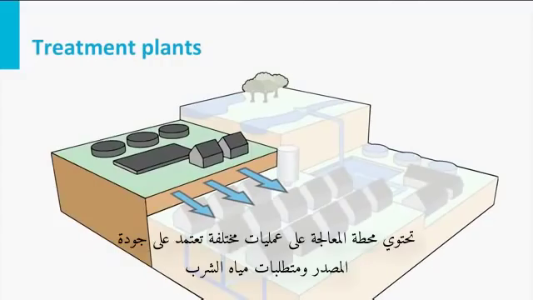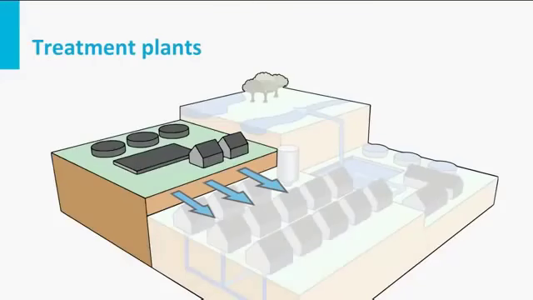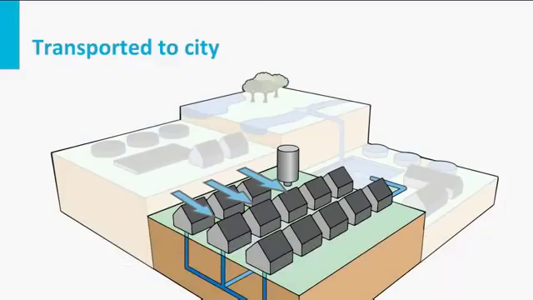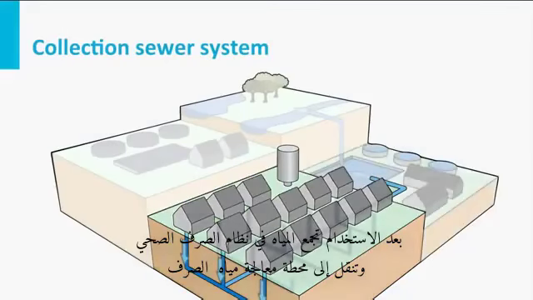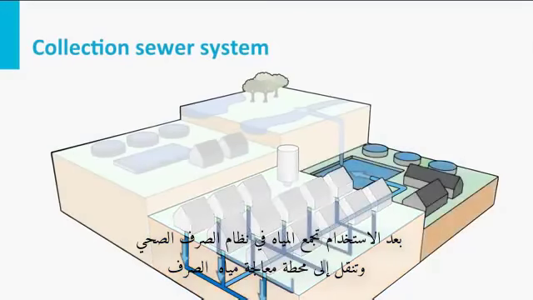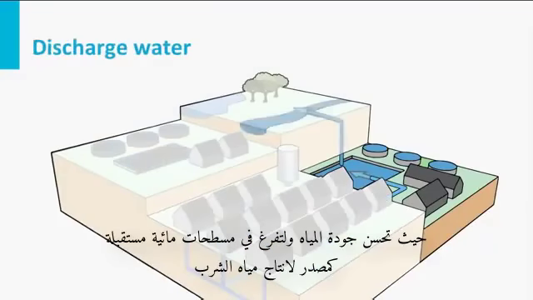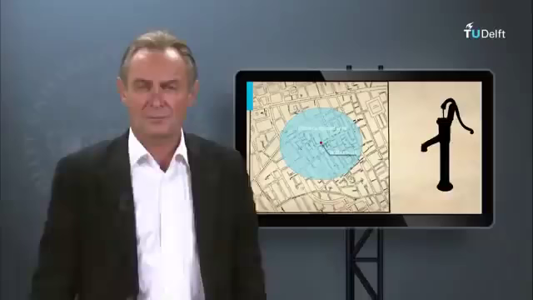The treatment plant consists of different processes depending on the quality of the source and the requirements for drinking water. Afterwards, the water is transported to the city and distributed via a piped network to households, commercial buildings, public entities and small industries. After usage, the water is collected in a sewer system and transported to a wastewater treatment plant where the water quality is improved for discharge into the receiving water bodies as a source for drinking water production.